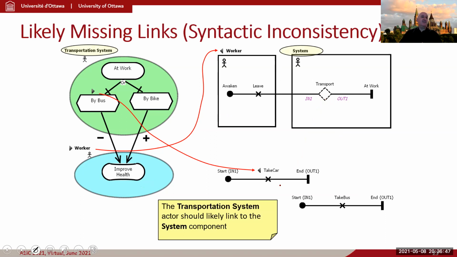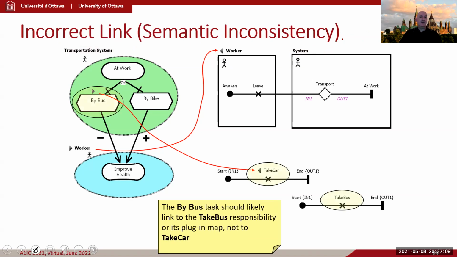Now, there could be some issues along the way that I can detect through those traceability links. For example, I could realize that the transportation system and the system here don't have any links. And actually, I could decide to connect them together because they really fit one another. There could be situations that are a bit more subtle, in that a link that I created maybe does not really make sense. For example, I have a buy bus task here, and I have a take car responsibility here. So maybe this is something that I should reassess and probably move the link to take bus here instead.